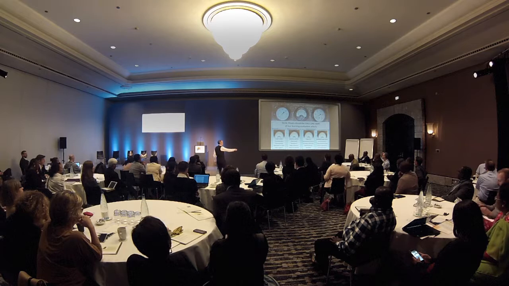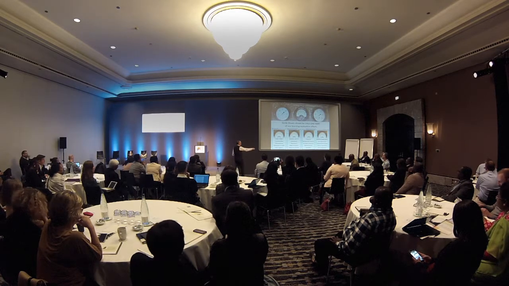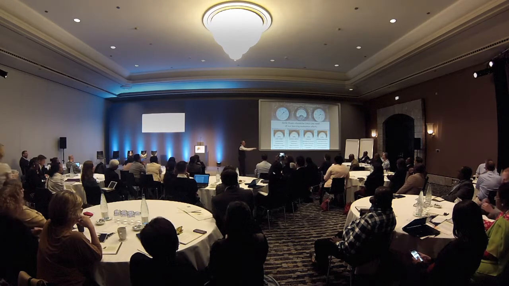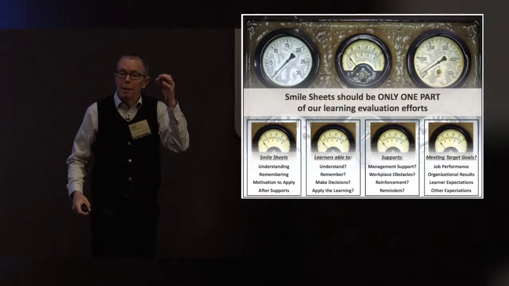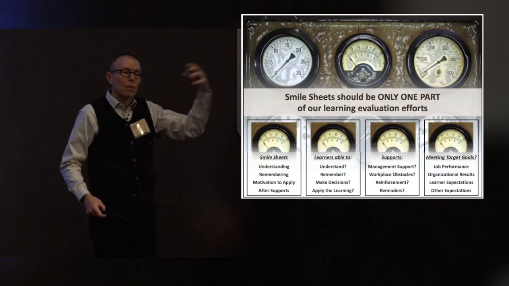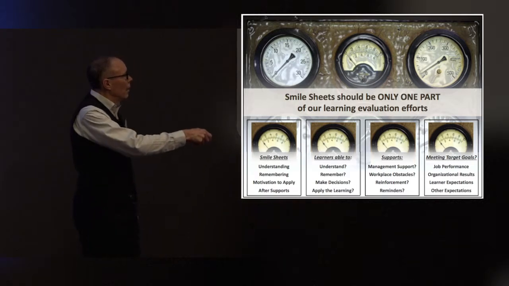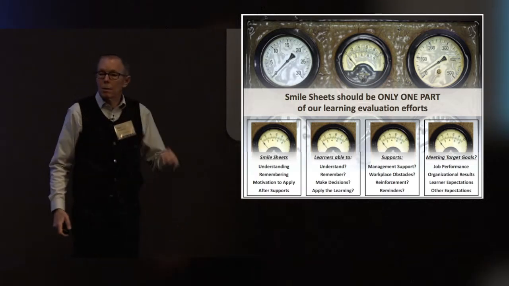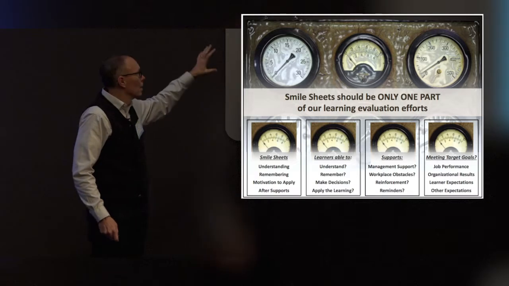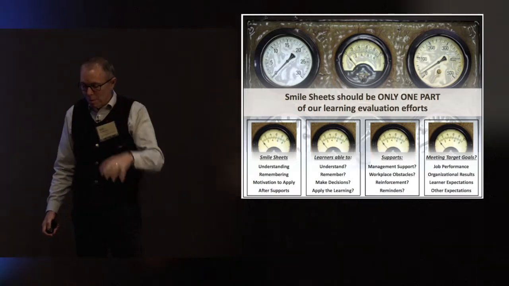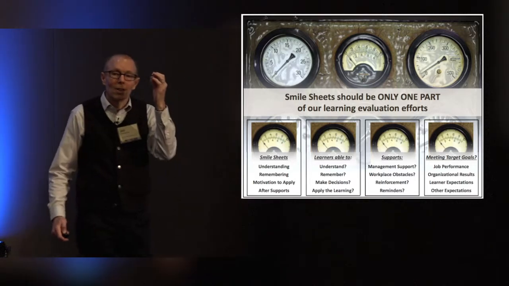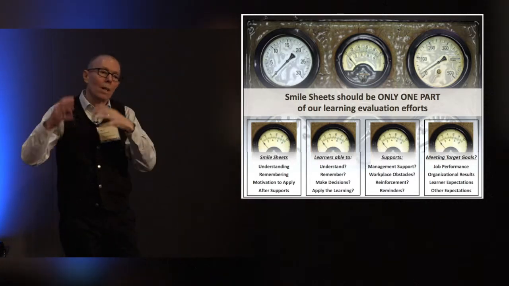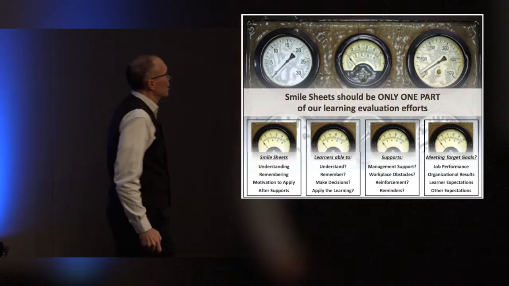So we got smile sheets here, but we can also look at what learners are able to do, what supports they have to do it. We might want to evaluate the supports, because it might not be the training per se, it could be the supports that are out there. And we can also look at meeting target goals. So I just wanted to put this slide in there to remind you, or to remind me to tell you, that smile sheets are just one part of an overall system of learning measurement.